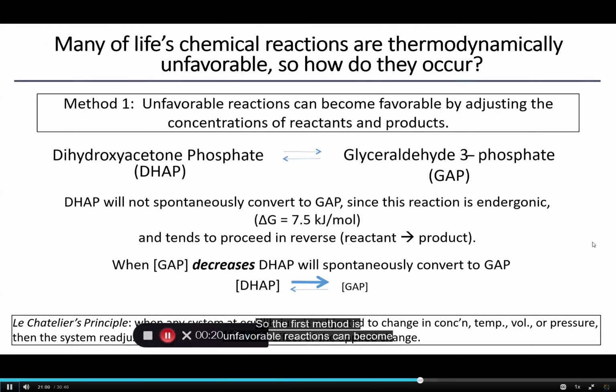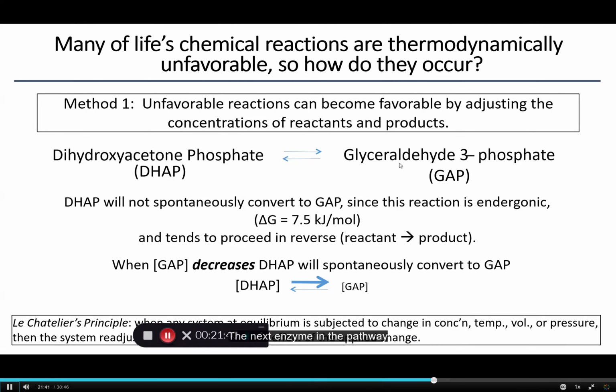The first method is that unfavorable reactions can become favorable if you adjust the concentration of reactants and products, since the Gibbs free energy is related to entropy and entropy is related to concentration. We can examine this step right here, which is one of the steps in glycolysis. It yields this product here, DHAP, or dihydroxyacetone phosphate. This has to convert into one of its isomers, glyceraldehyde 3-phosphate, in order to continue down the pathway.